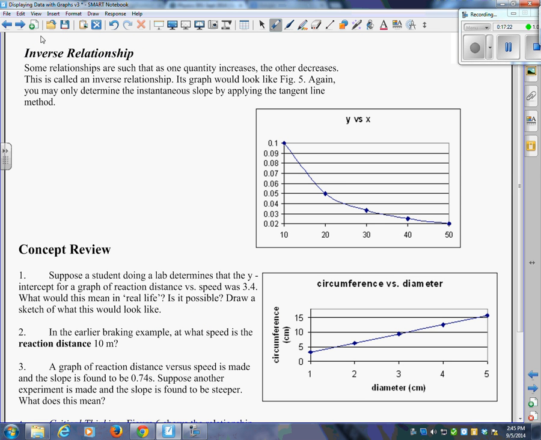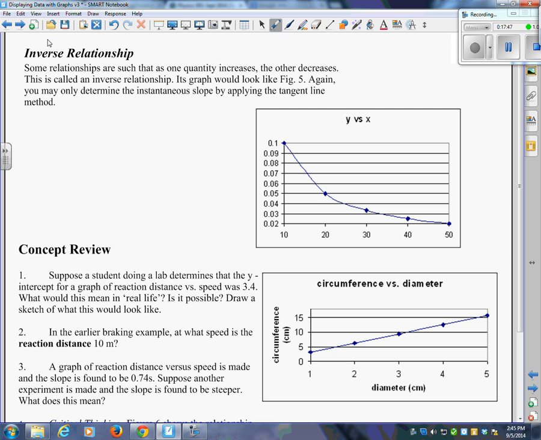Okay. An inverse relationship. Or sometimes they call it indirect. Some relationships are such that as one quantity increases, the other one decreases. If something gets bigger, the other thing goes down. Can you think of anything where one thing gets bigger and the other thing goes down?